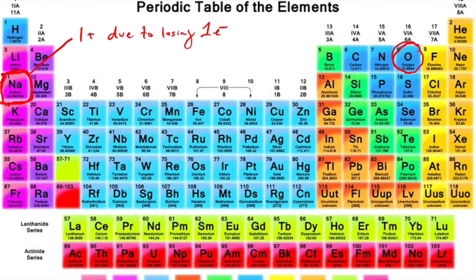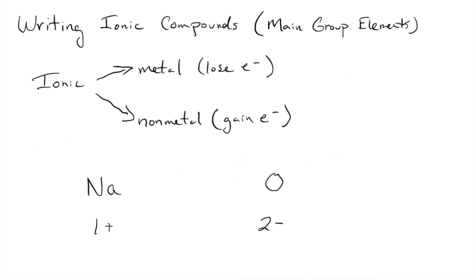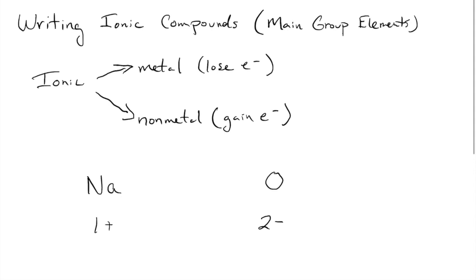Now, the oxygen on the opposite side is sitting in a column in which it will want to gain 2 electrons to become 2 negative. So this is due to gaining 2 electrons. The main goal of any element is to lose or gain electrons so it has an outermost level of 8. So we have losing 1, gaining 2, in terms of their charges. So back to the example again: +1 on the sodium, -2 on the oxygen.